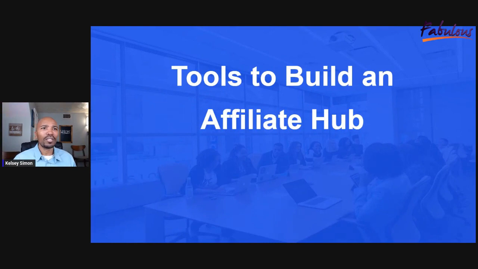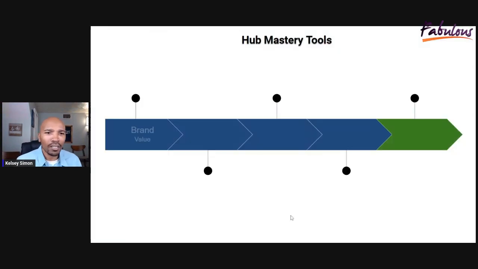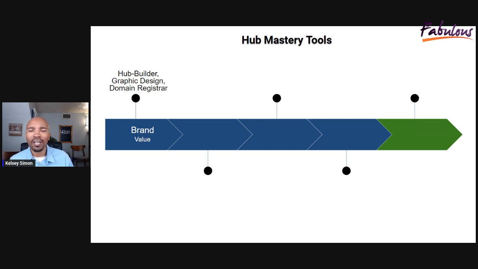So, the first type of tool that you need to build your affiliate hub has to do with brand value. These are what's considered hub mastery tools. You're going to need your hub builder, of course, but other tools that you're going to need are a graphic design tool as well as a domain registrar so that you can establish a web address. All of these tools are going to help you to establish your brand value. Your brand must be on full display on your hub, displaying the type of problems that you solve for the marketplace.